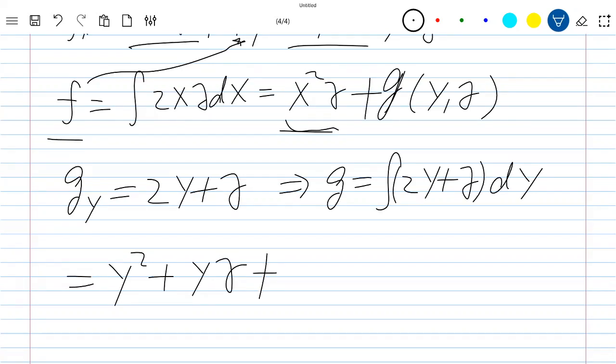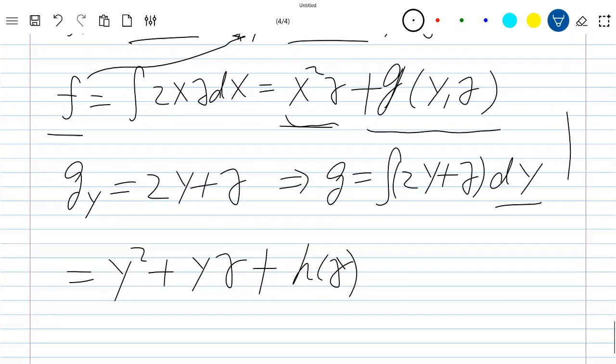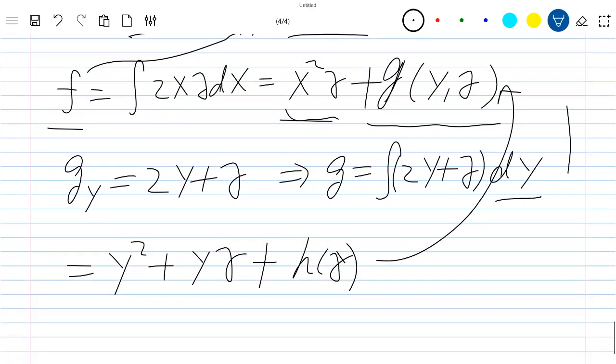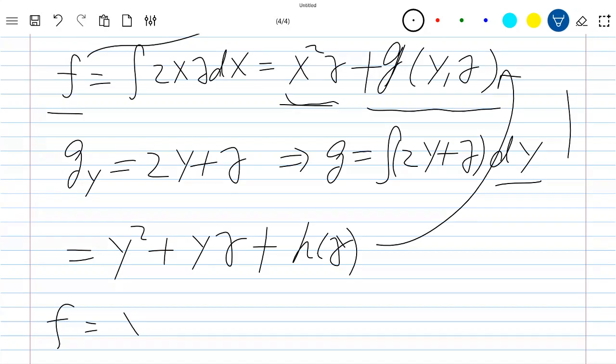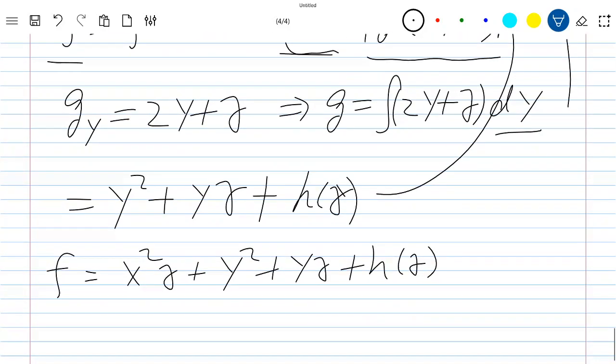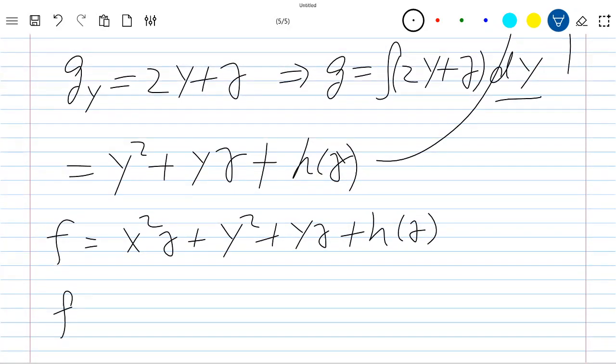Just like what we did earlier, you also need an arbitrary function of z, because when integrating over y, z is still a constant, right? So let me put them together and plug in there. So you get f equals x squared z plus y squared plus yz plus h of z. Let's plug into the last equation, f_z. Let's take a derivative. It's x squared plus y plus h prime.